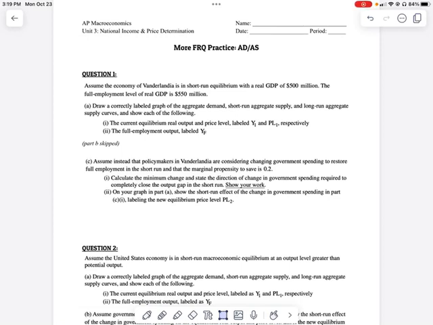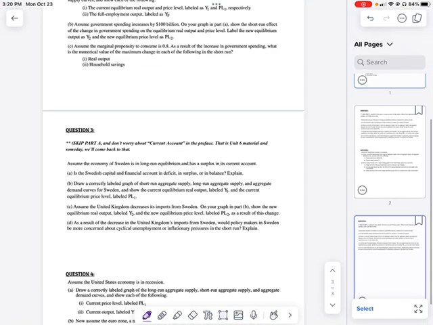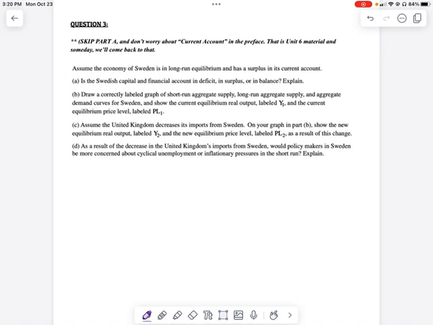So let's do a video going over question 3 for this handout, more FRQ practice on aggregate demand, aggregate supply. So question 3, we can do most of it, but I want you to ignore what you see here in part A and the concept of what we call the current account. As we wrote in the handout, don't fret, this is something we'll learn about in Unit 6. It's not something that you need to be responsible for right now, but the rest of this question is great practice for using the aggregate demand, aggregate supply graph.